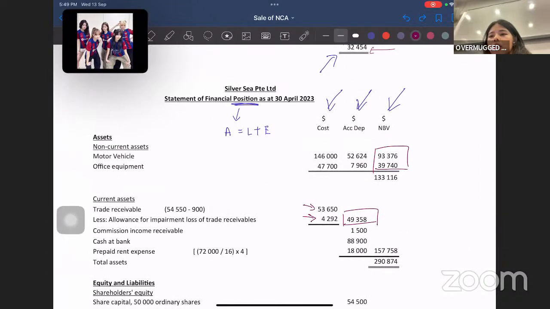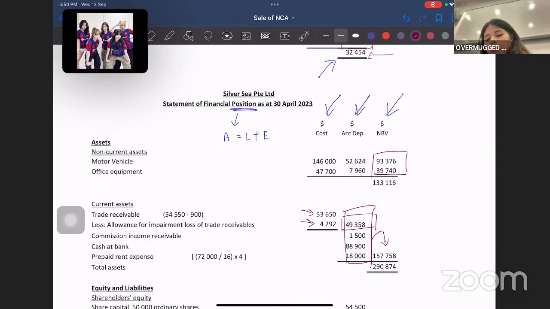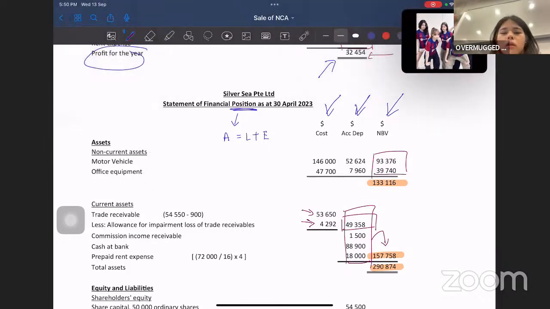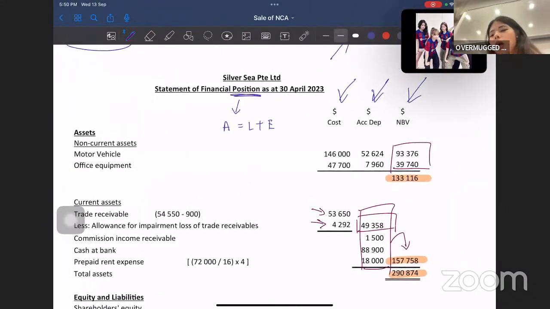Okay, so again, the format is the same rationale. I will list everything here and then I'll total up over here. Then my last column, it will be total A. So how to find total A? I add this and this together, I will get 29,874. Okay, straightforward. And then remember to double line. And always start with non-current first and then current.